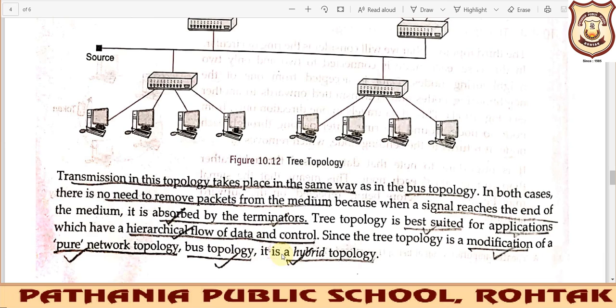Here we also have the concept of terminators that absorb the signal when it crosses the complete bus. It is just like the bus. You can see here we were having a single computer, but here along with this server we have multiple computers attached to it. So it's a variation in your bus topology only.